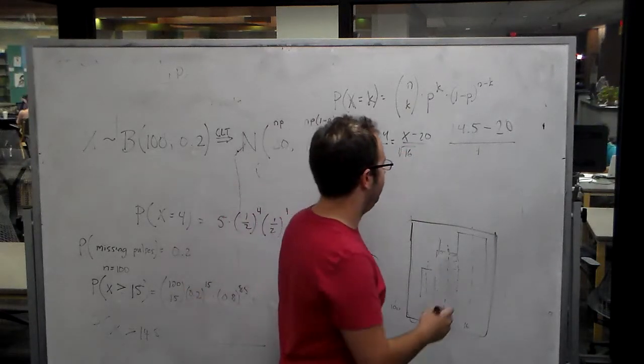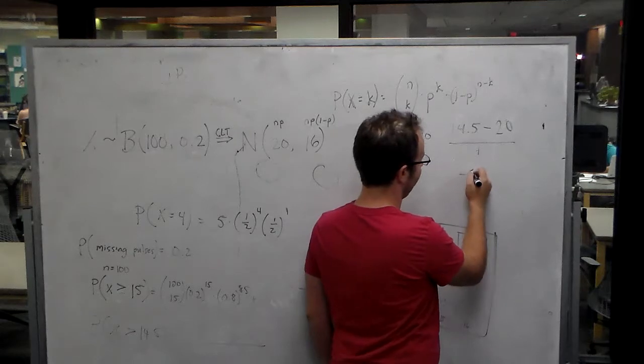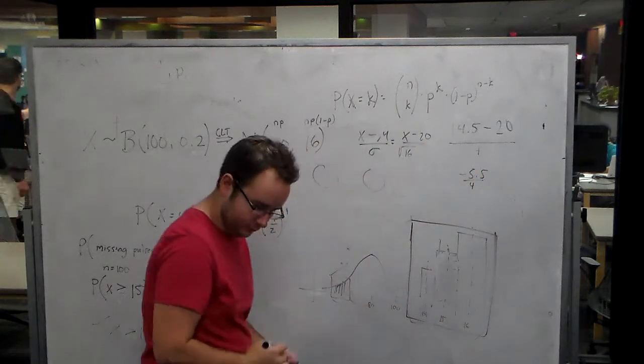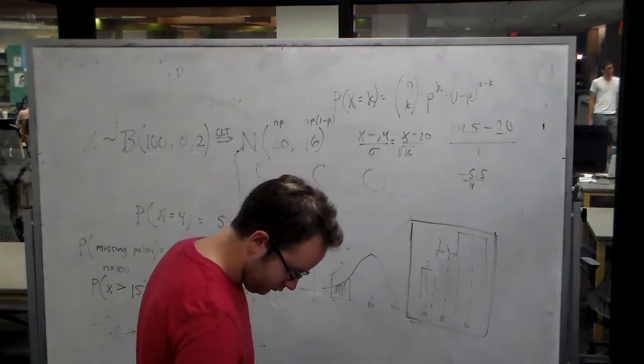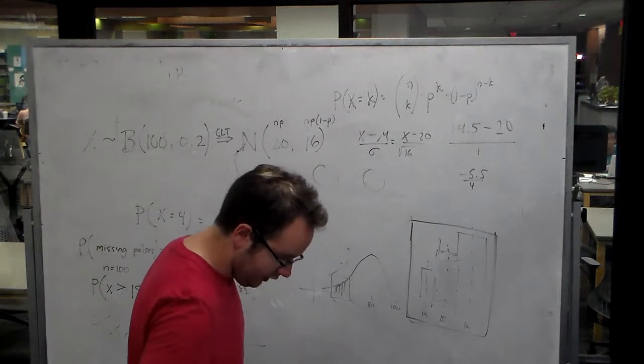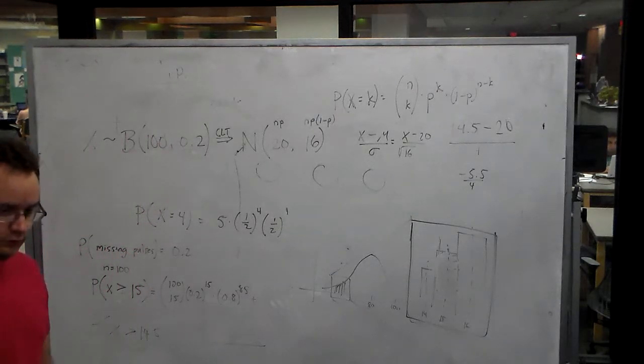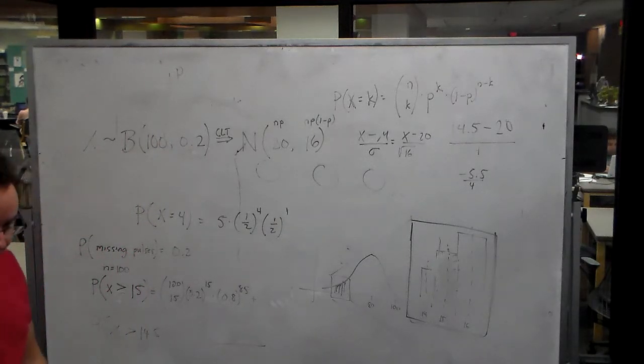We want to figure out what z this corresponds to. 14.5 minus 20 is negative 5.5, divided by 4 is negative 1.375. So we're going to find that on our z chart. Eddie's my designated z chart guy.